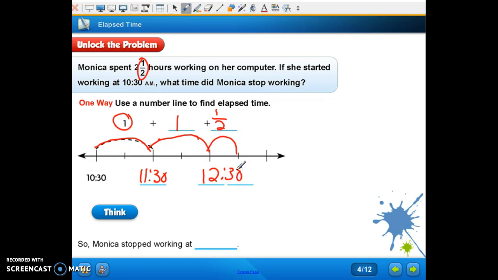Oh, I'm supposed to write that on that little line. Yeah. 12:30. And then, so if I add a half an hour to 12:30, what time am I going to be at? 1 o'clock. Am I still going to be in AM or am I going to be in PM? PM. Very good. So Monica stopped working at 1 o'clock PM.